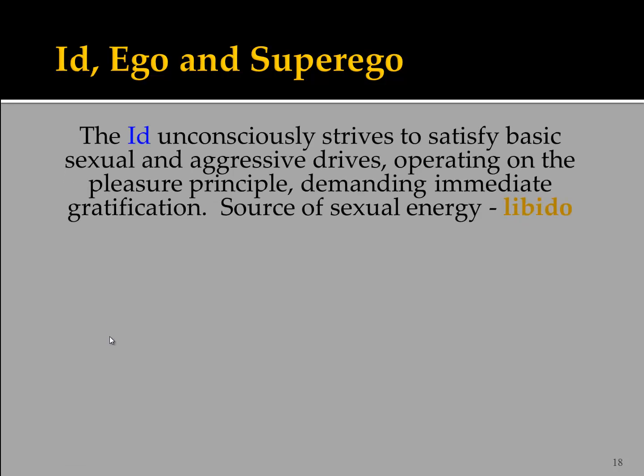Okay, so let's take a look at the id, the ego, and the superego in a little bit more detail. The id unconsciously strives to satisfy our basic sexual and aggressive drives. Operating on what is referred to as the pleasure principle, it demands immediate gratification. The id is something that's present at birth. It is the most primitive of the three components.